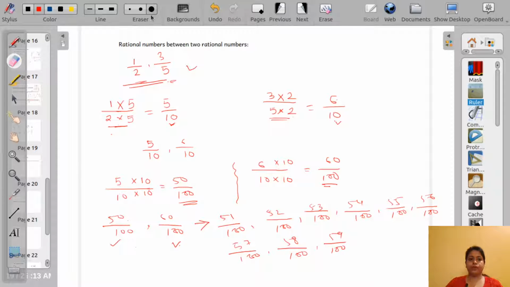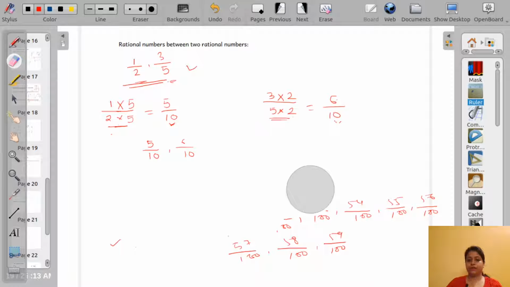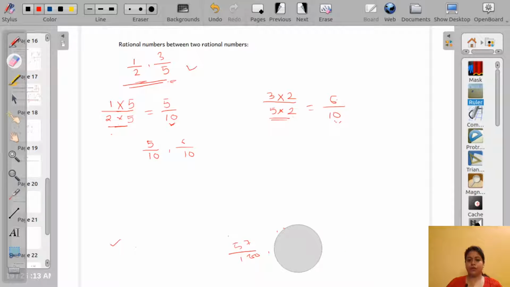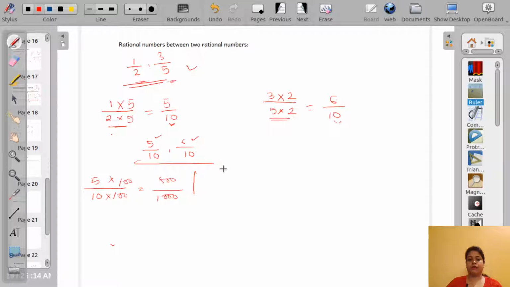Now, if you want to find more rational numbers, we have got 9 rational numbers, but I want more rational numbers between half and 3 by 5. So up to here we have got that these numbers are just equivalent rational numbers of half and 3 by 5. Now let us multiply 5 by 10 with the same number, 100. That means 500 by 1000. And similarly 6 by 10, we will multiply both the numerator and denominator by 100, that is 600 by 1000.